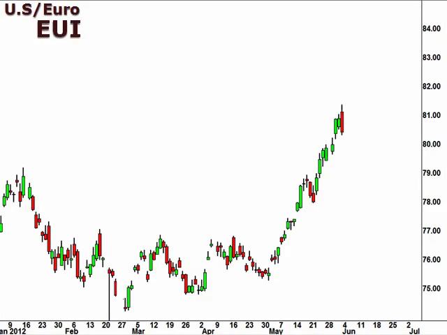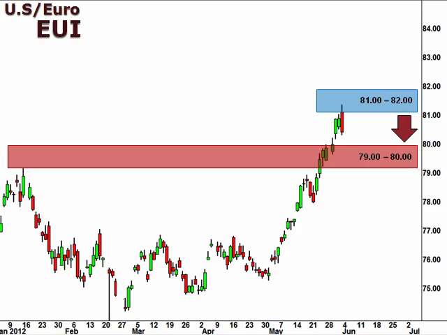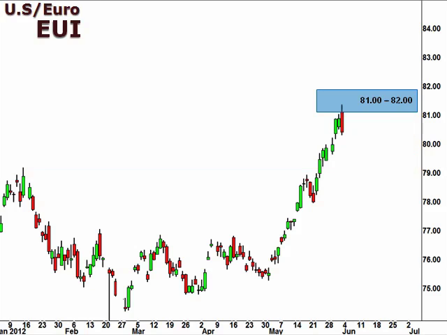Let's take a look at the EUI, the US dollar versus the euro. Well, the EUI hit our target zone at 81.82 and closed last Friday with a bearish reversal candle. A break back above 81 opens the window for a continuation higher. 79.80 will act as support to a retracement lower.